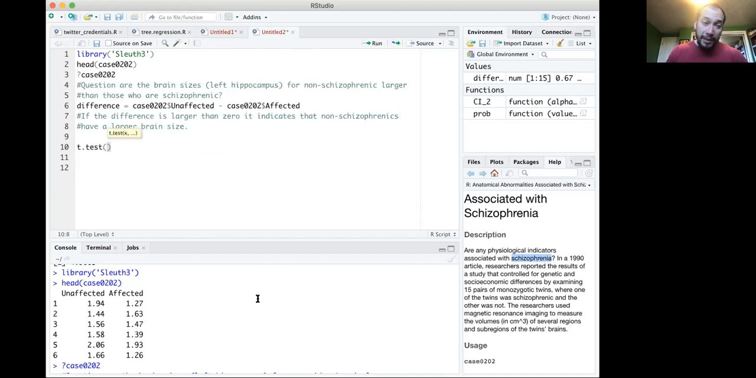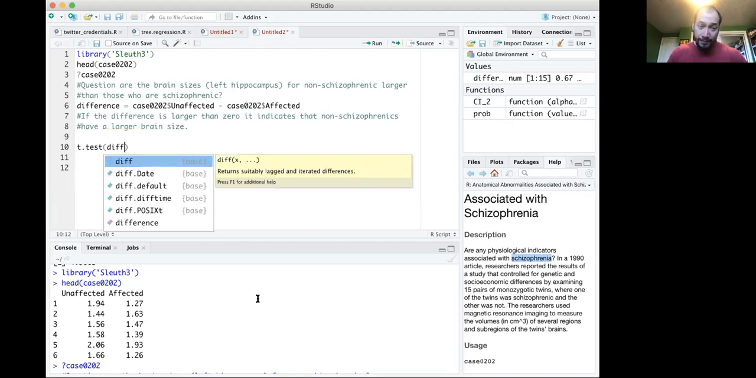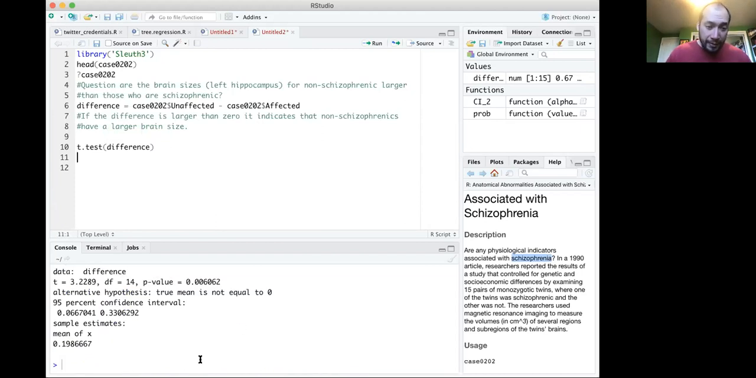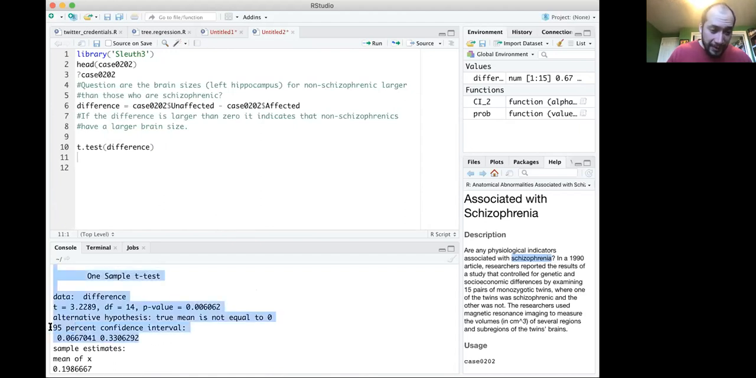So the command is t.test, and this is a command that we'll return to. And I'm just going to do it on the difference. So you feed in your data. Now, there are other arguments that you can feed in. So I'm going to do a 95% confidence interval because that's the default. But we can change that. So when I just run this command right here, it's going to give me the confidence interval right here. That's the 95% confidence interval.